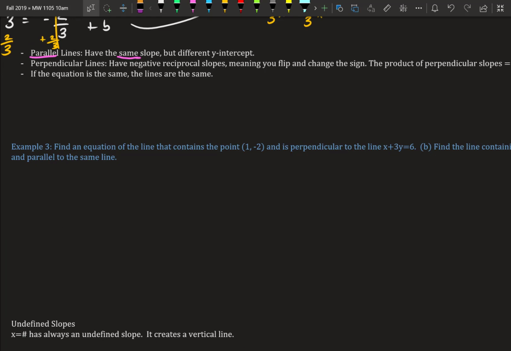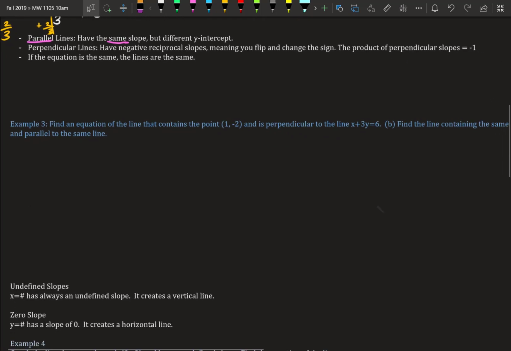So I don't really associate anything to perpendicular. To me, I'm just going to have to always remember it's the opposite. I flip it and change the sign. But parallel, I can easily associate same. And you're going to see how that comes up in the following example. Not in example 3, but later on today.